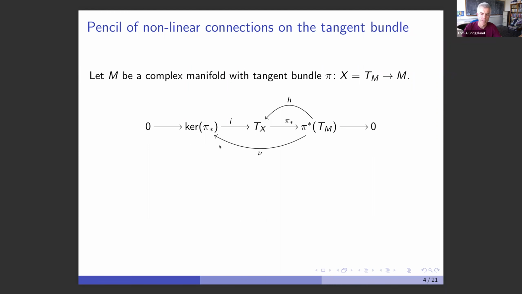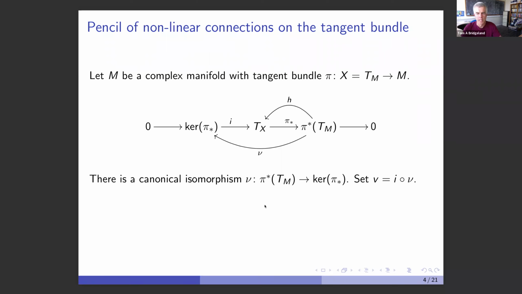Okay, so the first thing to note is this map nu. There is this canonical isomorphism here, which is just saying that the tangent vectors to the fibers of this bundle are themselves tangent vectors to M. This is a slightly confusing point. It's because we're taking the total space of the tangent bundle. So the fiber directions are canonically identified with the tangent bundle of M. I know I'm laboring something completely obvious here, but this is the geometry that's going to be around for the rest of the talk, so it's worth understanding. So these two bundles on X are canonically isomorphic.